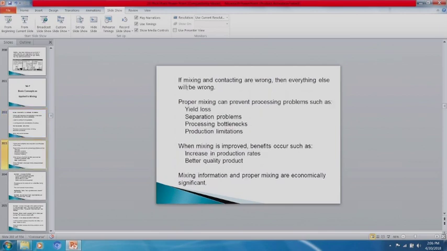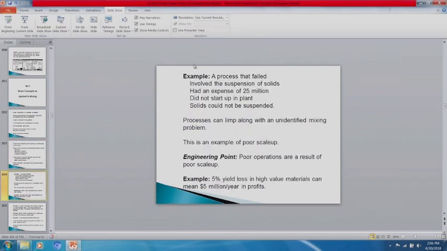Anyway, let's go on. If mixing and contacting is wrong, then everything else is going to be wrong. You're going to have yield losses. You're going to have separation process problems. You're going to have processing bottlenecks. You're going to have production limitations. When you improve mixing, benefits can occur, such as increased production rates and better quality product. Proper mixing is economically significant.